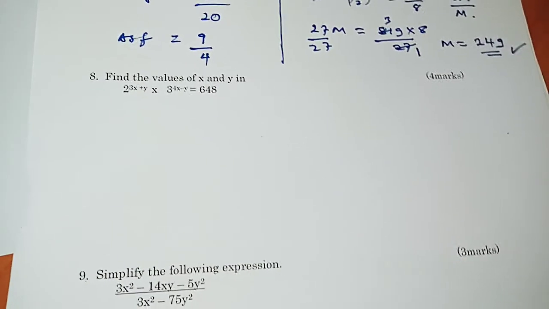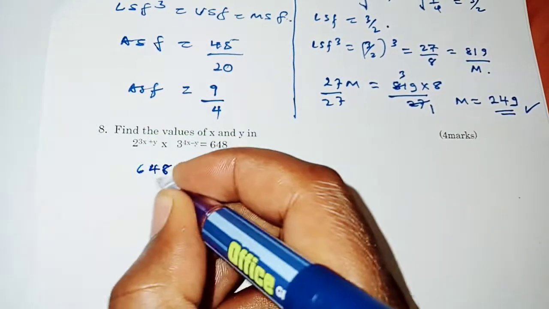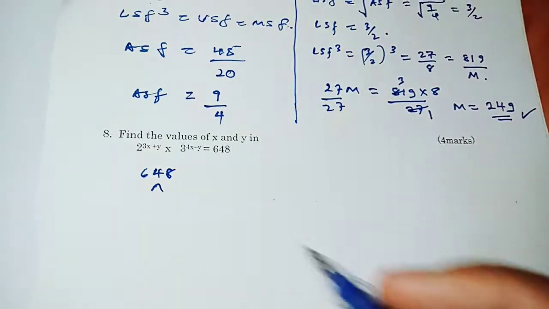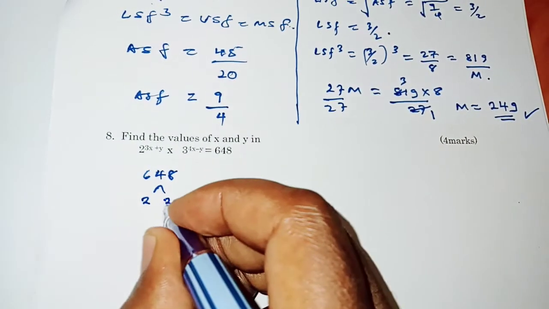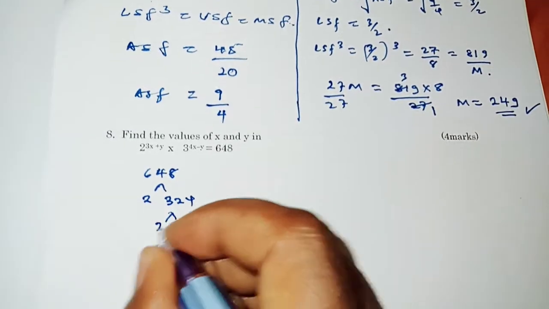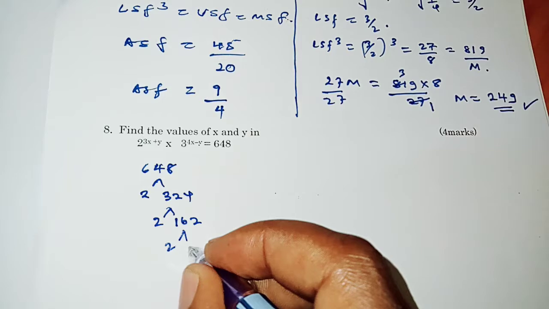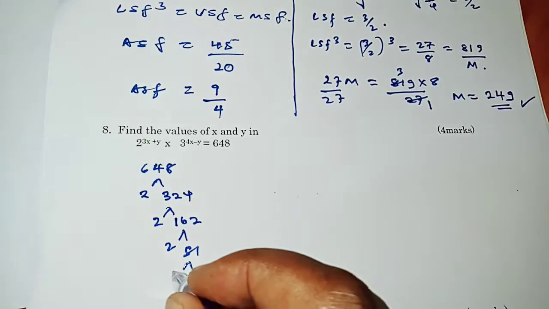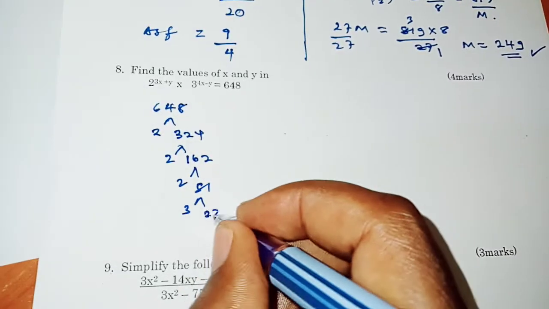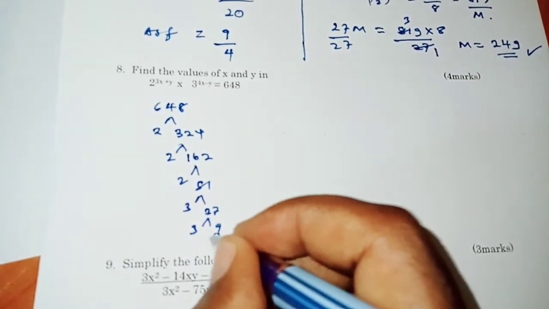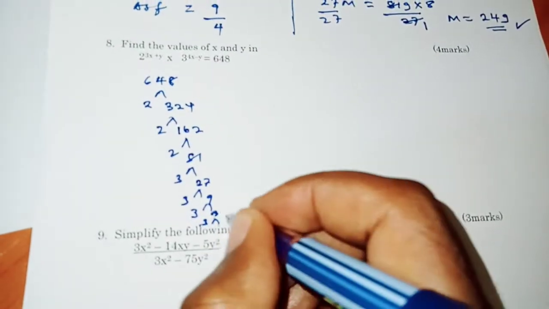Without splitting. So that means that we look at this 648 and we get the factors of 648. If you divide by 2, you're going to have 324. You divide by 2, you're going to have 162. If you divide by 2, you're going to have 81. And from here you can now divide by 3. We are extracting the factors from the number. So 27 divided by 3 you get 9, and by 3 you have 3, and by 3 you have 1.